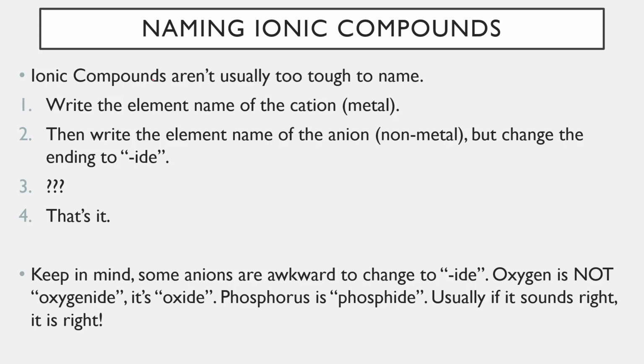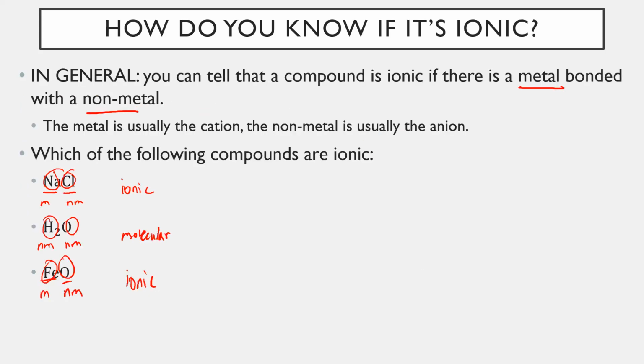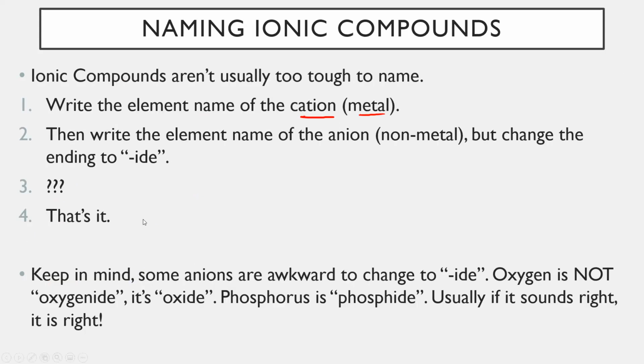Step 1, write the element name of the cation. In other words, the metal. So always list your metal first. You'll notice on that last slide, we listed the metals first on the 2 ionic compounds, right? This one and this one, the metal was listed first, although these were formulas, not names, but it is what it is, same idea. List the metal first, that's what I'm trying to get at here.